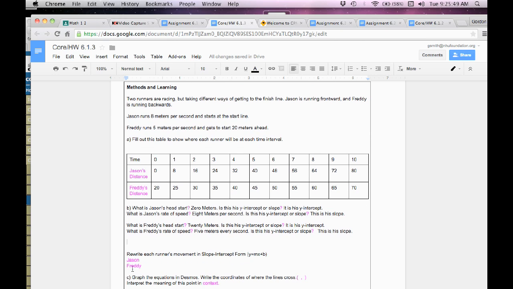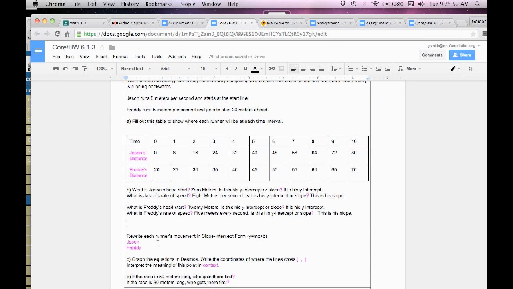Okay, rewrite each runner's movement in slope-intercept form. In other words, y equals mx plus b. Jason's going to be y equals, his slope for Jason is 8, so it's going to be 8x plus his y-intercept, which is his start value, which is 0. Freddie is going to be y equals, now what is his growth value or his slope? He's going up by 5 every time, so it's going to be 5x plus his start value, which is 20.